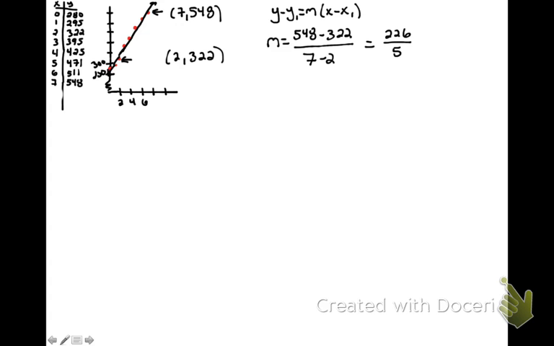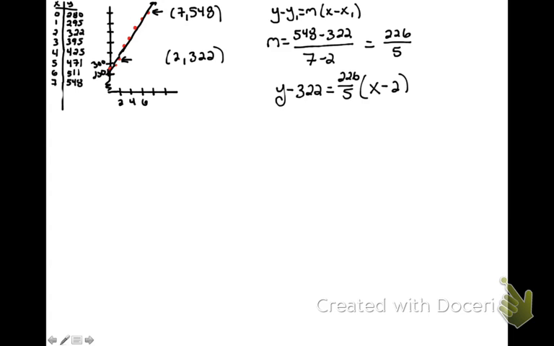And in point-slope form, I just have to pick one of those points to work with. So my equation would be y minus 322 equals 226 over 5 times x minus 2.